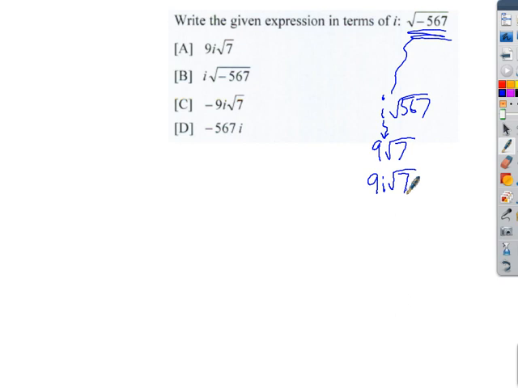Occasionally you're going to see it written like this, 9 square root of 7 with an i over here. What's critical is that you notice that the i is on the outside of the square root. You're never going to see the i on the inside, so you know that's not the answer. So anyway, 9i square root of 7, letter A, and that's it for this one.